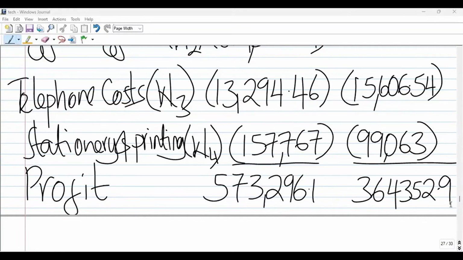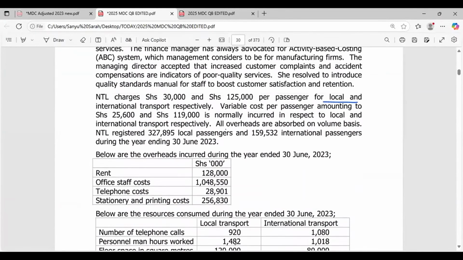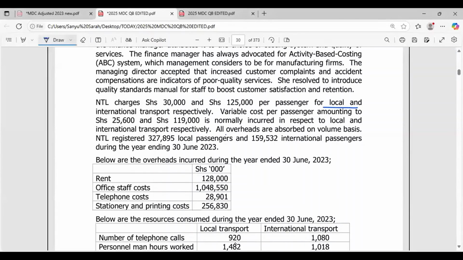Now the examiner is telling us to advise on whether they should adopt the ABC system. I cannot recommend whether they should adopt the ABC system when I don't know the profit before ABC. So I need to see the profit before they introduced ABC so that I can compare it with the profit after they introduced ABC.